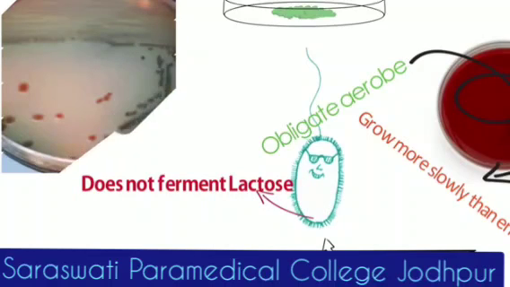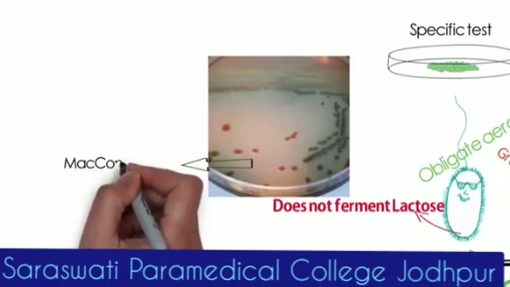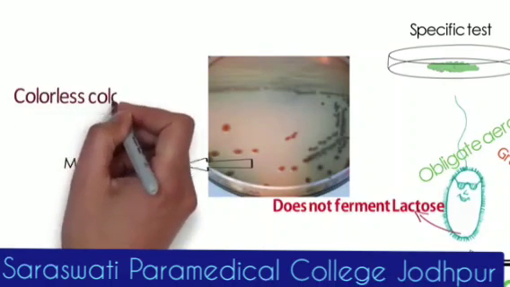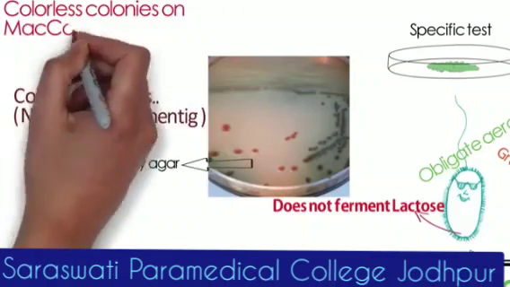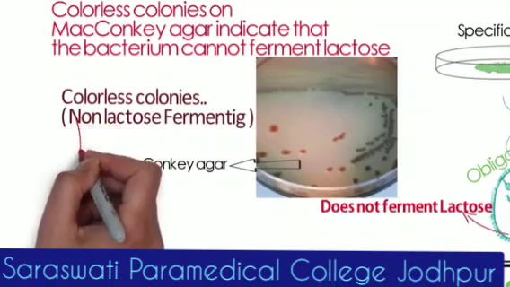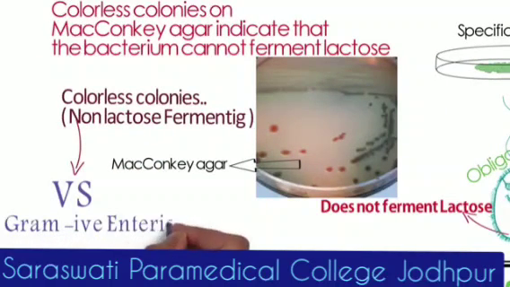So Pseudomonas aeruginosa grows as non-lactose fermenting colonies on MacConkey or EMB agar. You can see in this MacConkey agar plate colonies which are colorless, and these colorless colonies indicate that this bacteria can't ferment lactose. This feature differentiates it from other lactose fermenting gram-negative enteric rods. This is a really very important culture feature.